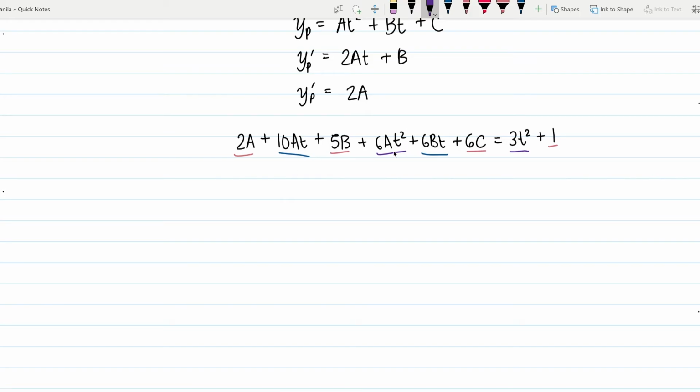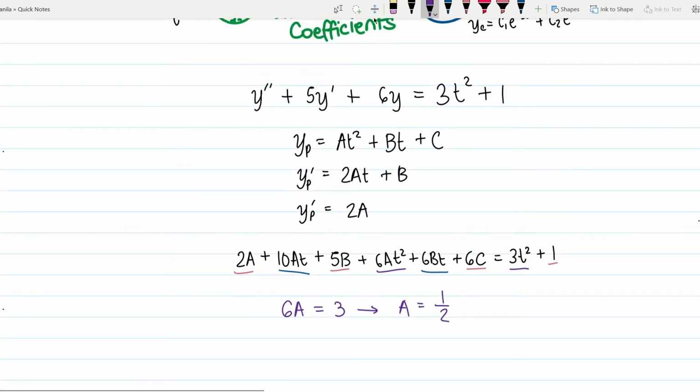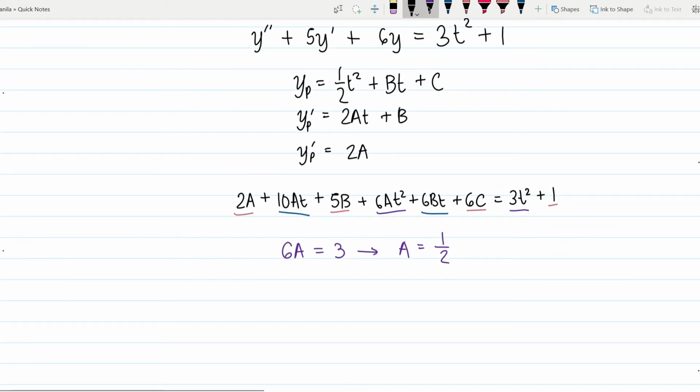Alright, so ang pinakamabilis i-compare for now is just the t squareds, right? 6a is equal to 3. Of course, that's just going to give us a is equal to 1/2. I should change that immediately. Para cool. Alright, 1/2 t squared. And so, okay, we can change actually everything else. 6a, that becomes 3t squared. So we can remove this actually. Boom. Goodbye. And then 10a, this becomes 5, right? And then our 2a, that just becomes 1. And then if you actually see here, the 1 and the 1, they're already on both sides.